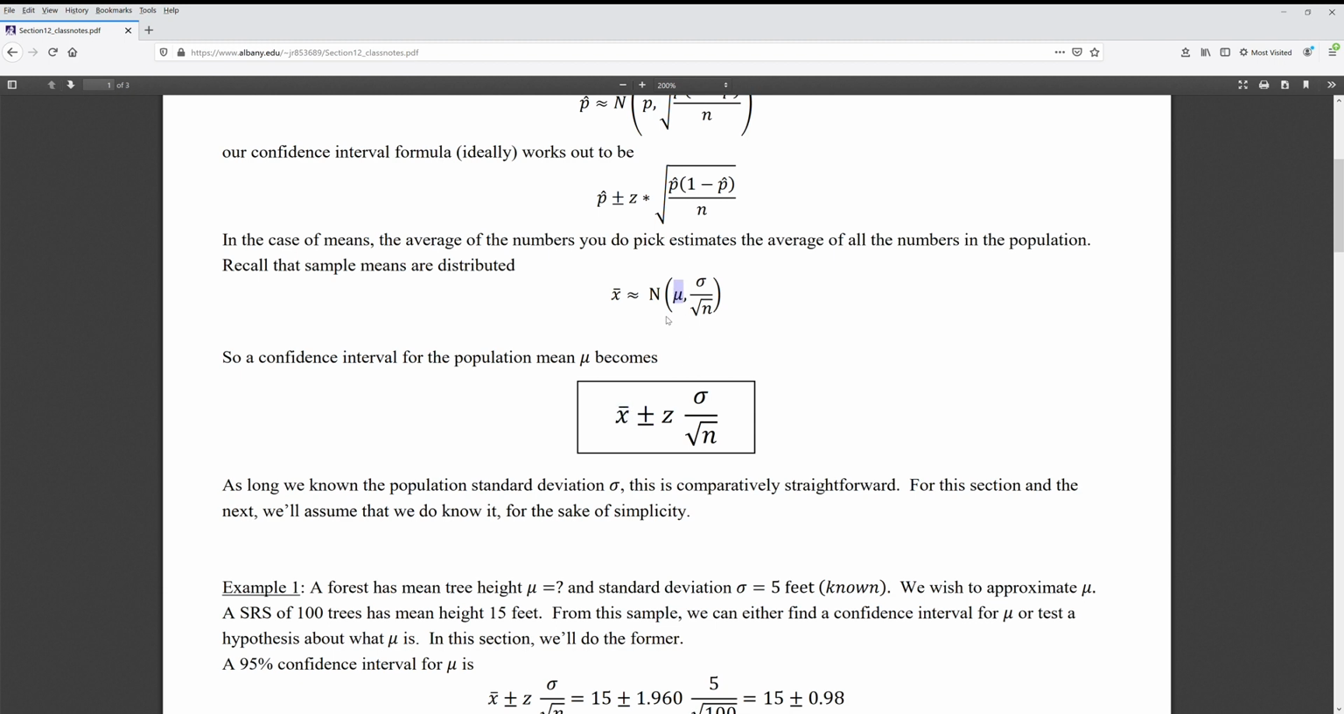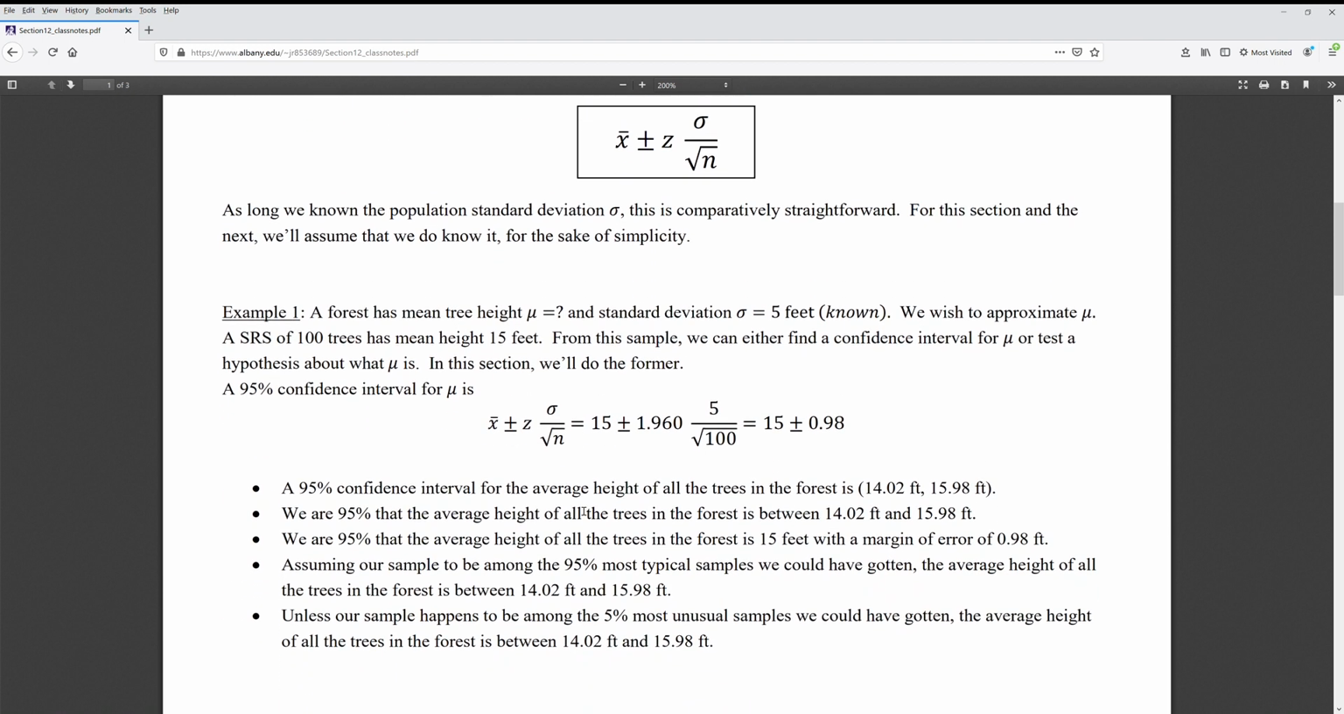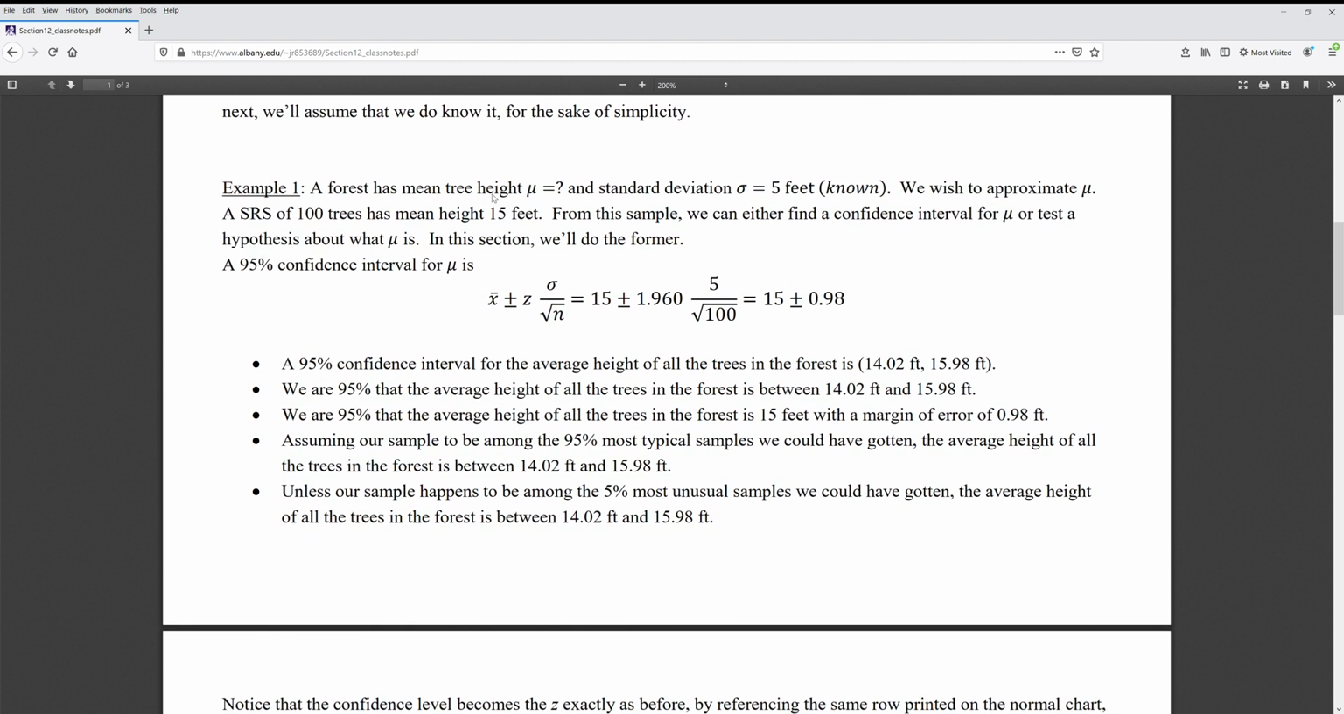In any case, it'll be a lot easier if we know sigma, and if we don't, we'll talk about how to modify these procedures in Section 18. It gets a little complicated. Example 1. A forest has mean tree height we don't know, all the trees, millions of trees, population, and standard deviation 5 feet. For some reason we do know how trees in this forest vary in height.